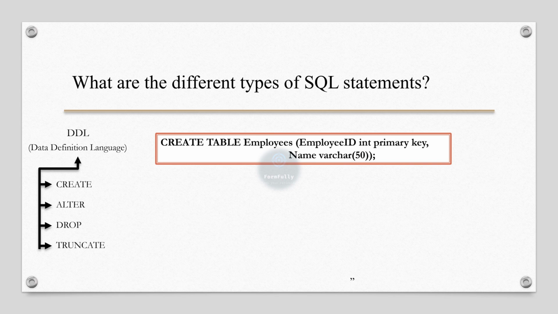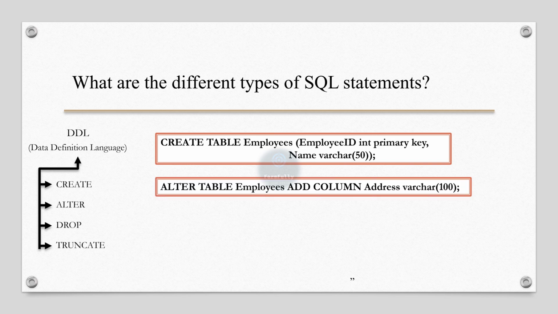Second one is alter command. Alter command is used to modify an existing table structure. You can use alter command for column addition, table column rename, drop column, delete row. So in this example, we are adding new column address like alter table, table name, add column, address varchar 100.